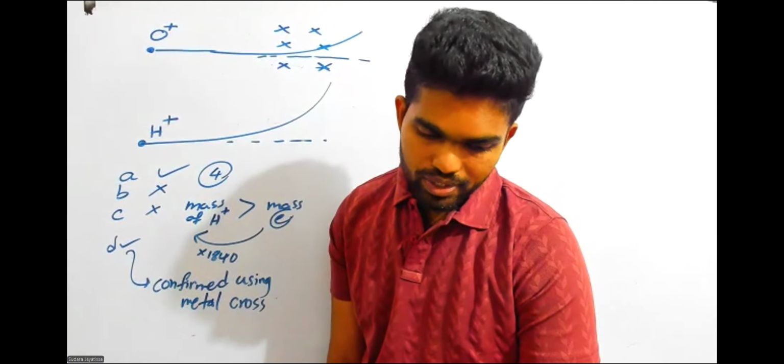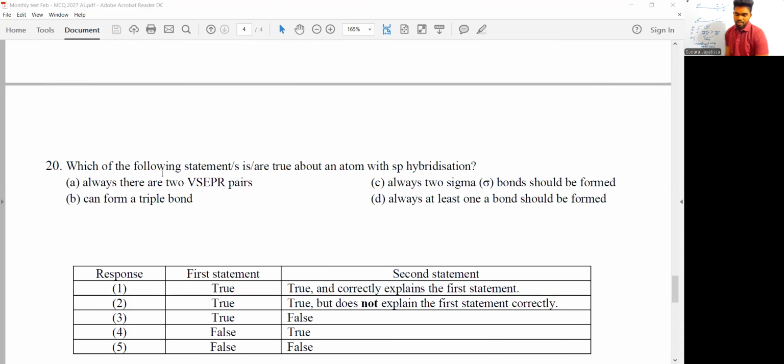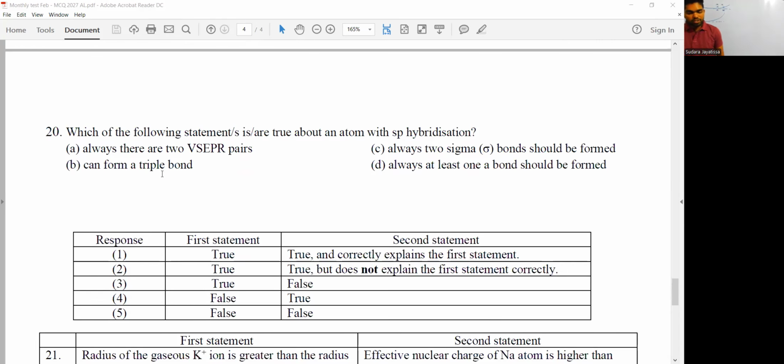Right. Now let's go to the next question. Question number 20, the last ABCD question. It says, which of the following statements are true about an atom with sp hybridization? Sp hybridization.